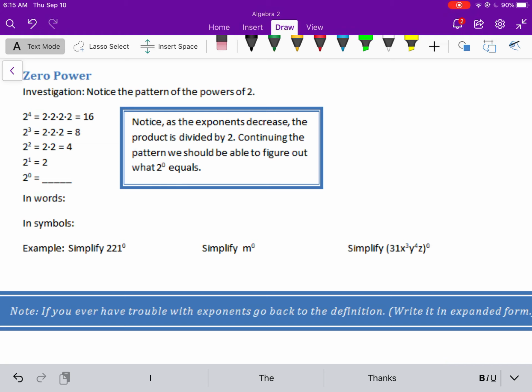So we have 2 to the 4th is 2 times 2 times 2 times 2. If you multiply that out, you get 16. 2 cubed is only 2 times 2 times 2. It has one less power of 2, so that's 8. The next one, 2 squared, 2 times 2 is 4, which has one less power of 2.